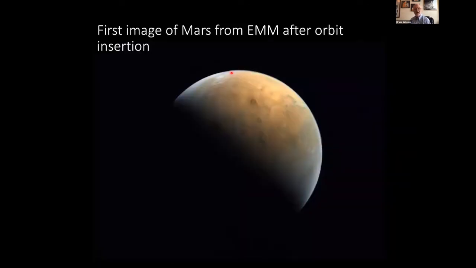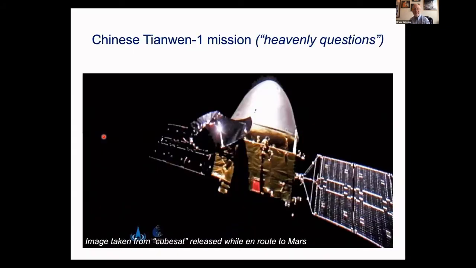Of course, I have to show the first image sent back once it got into orbit. You can see the 3 large volcanoes here, Olympus Mons, which is the largest volcano in the solar system, over there. The spacecraft and all the instruments are operating nominally, which is one of the most exciting words I can think of. Also, the other spacecraft to have gone into orbit is the Tianwen mission sent by China.